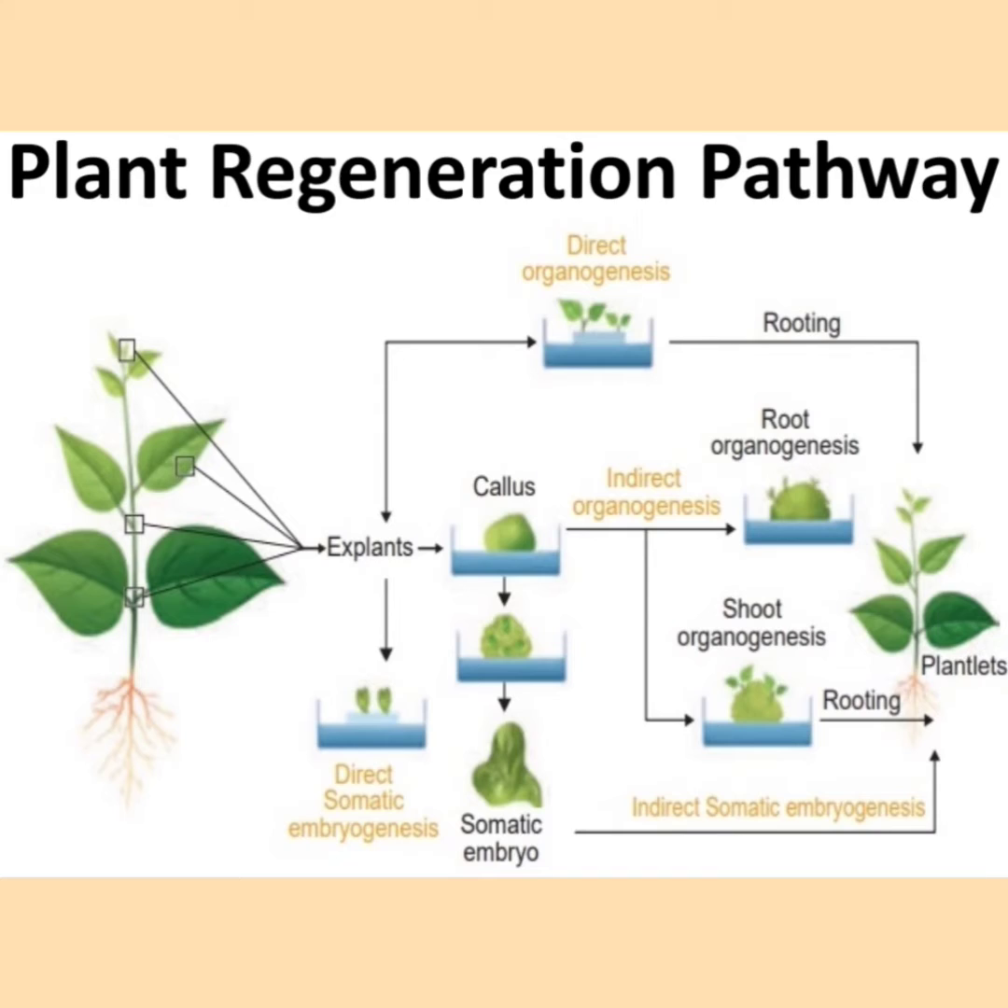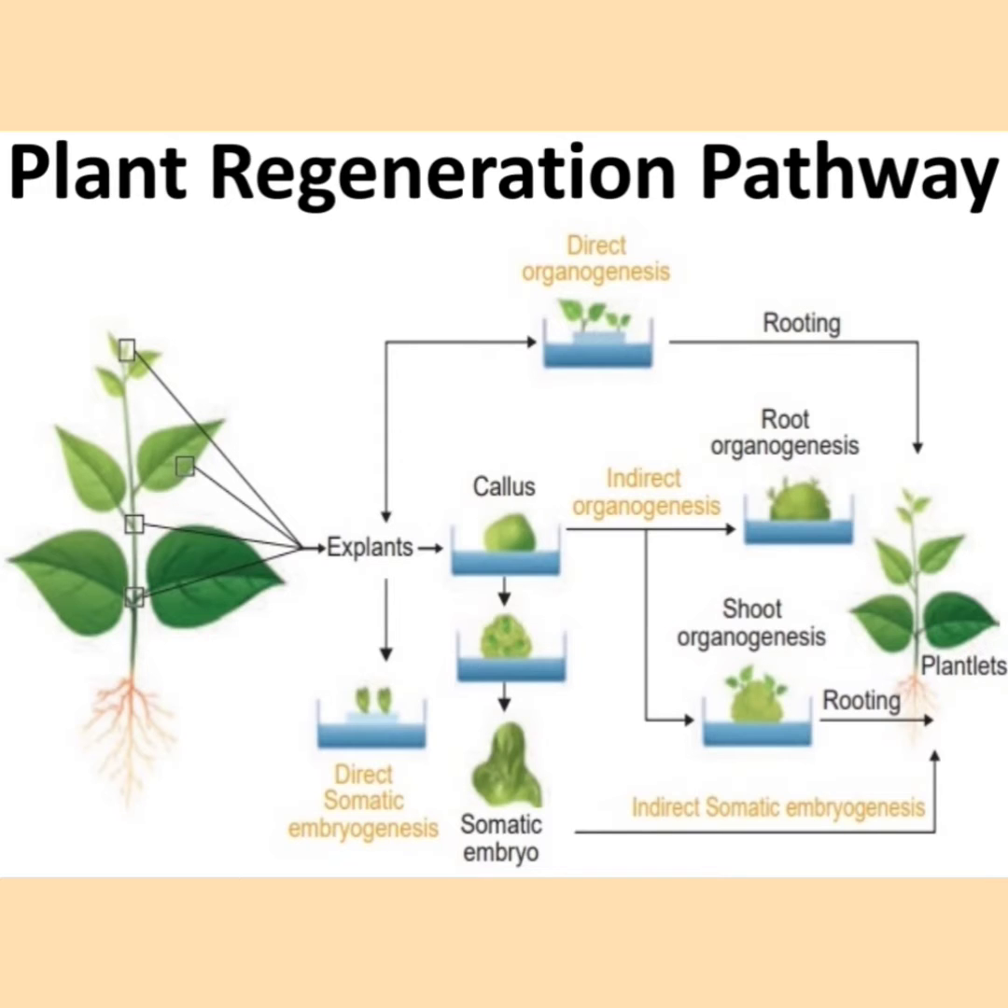Here you can see another pathway where the explants can undergo direct somatic embryogenesis, and they also can be used for the production of callus resulting in the formation of somatic embryo, or by indirect organogenesis that helps in the formation of root organogenesis or shoot organogenesis, and this root or shoot organogenesis results in rooting and development of small plantlets.